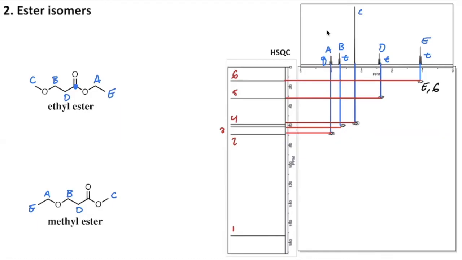Continuing on, D seems to correlate to carbon 5. If we come down from C, that seems to correlate to carbon 4. Again, that's a little bit tricky, but you can maybe tell by eye that the spot underneath C is a little bit higher up than the one underneath B. I think this one here is a B to 3 correlation, and here we have an A to 2 correlation.